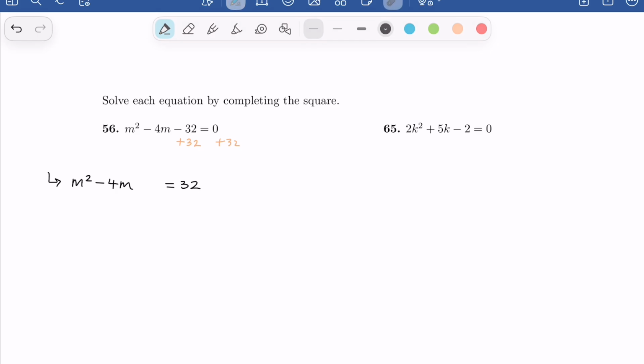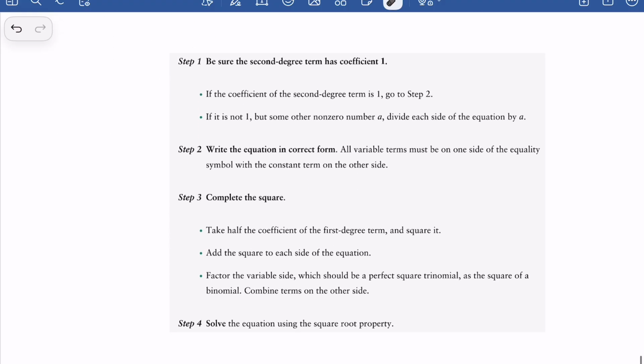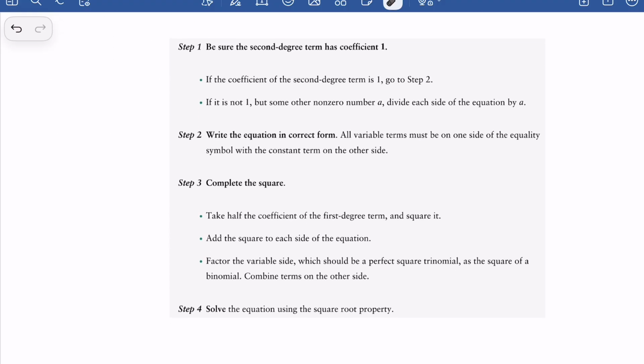All right, now let's go to our next step. In step 3, we're actually doing the process of completing the square. The first thing that we want to do is take half the coefficient of the second degree term and square it. Whatever that value is, we're going to add it to each side of our equation. And our last step is going to be to factor the variable side.